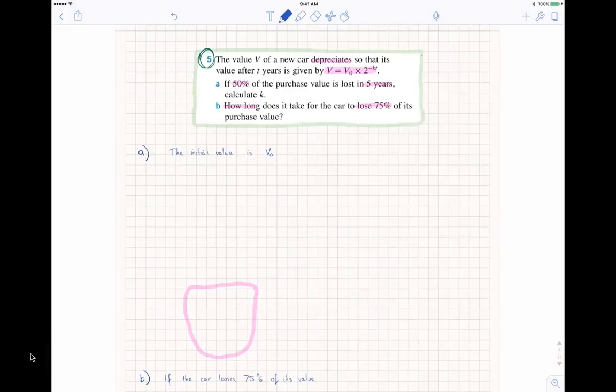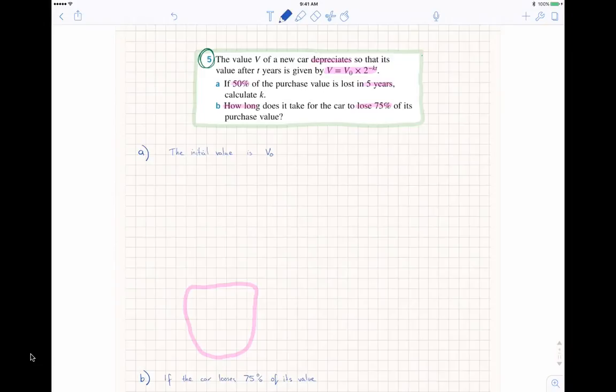The next question we're going to have a go at is question 5. The value V of a new car depreciates so that its value after t years is given by V equals V naught times 2 to the power of minus kt. If 50% of the purchase value is lost in 5 years, calculate the constant k.